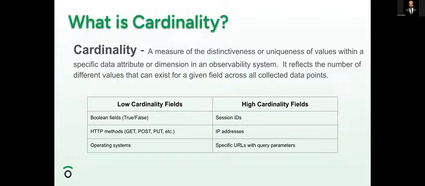For example, think of a field like HTTP methods. I'm talking about get, post, put, and so on. There's only a few possible values that can be returned. So that's low cardinality. On the other hand, if you're tracking something like session IDs, every single session has a unique value, meaning you're dealing with high cardinality. In observability, the more unique values we track, the more complex the data becomes. This increase in complexity can slow down queries and increase storage costs.